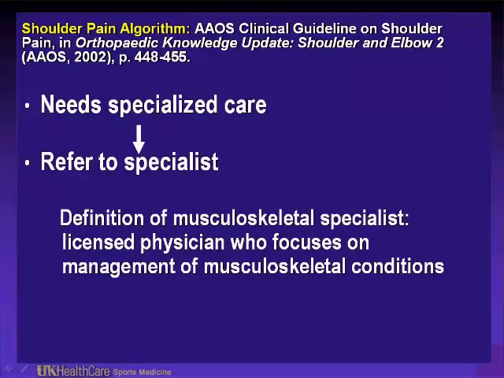So in this algorithm, need specialized care, refer to a specialist, get a consult. Definition of a musculoskeletal specialist: it's a licensed physician who focuses on management of musculoskeletal conditions. It's going to be a sports medicine fellowship trained primary care physician, orthopedist, physical medicine rehabilitation. But the bottom line is refer them, get the consult before doing a workup that may not be necessary.